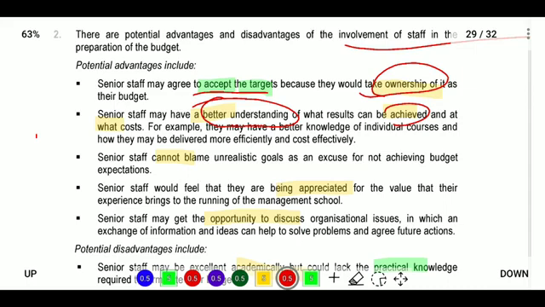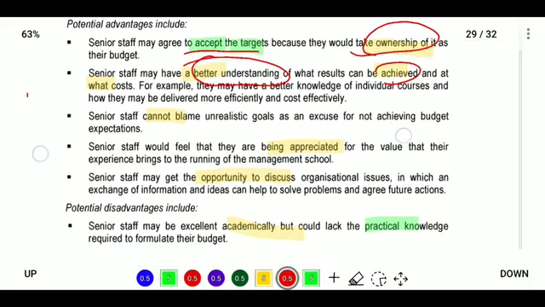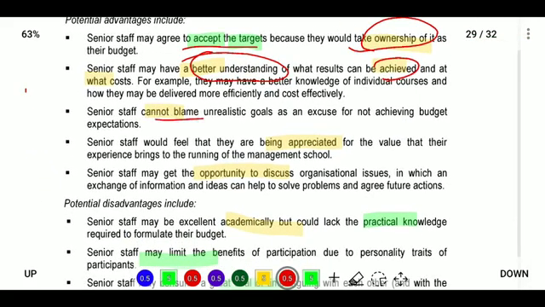New entrants don't know the company objective; they will work for their salary. Senior staff know what the company is providing them, so they will have a better understanding of what is achieved and at what cost. Next, they have better knowledge of individual costs and how they can be delivered more efficiently and cost efficiently. Next, senior staff cannot blame unrealistic goals or excuse not achieving budget expectations. If it is not achieved, they will not blame other persons because they were also involved.